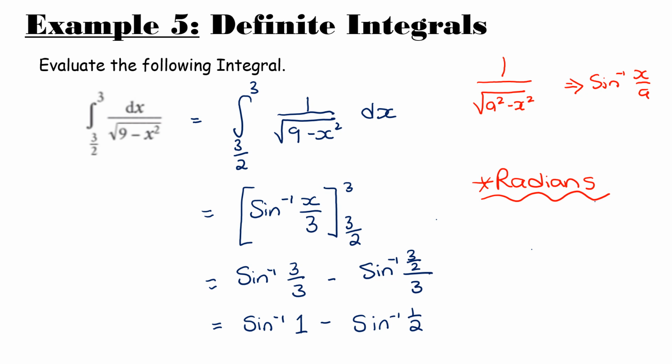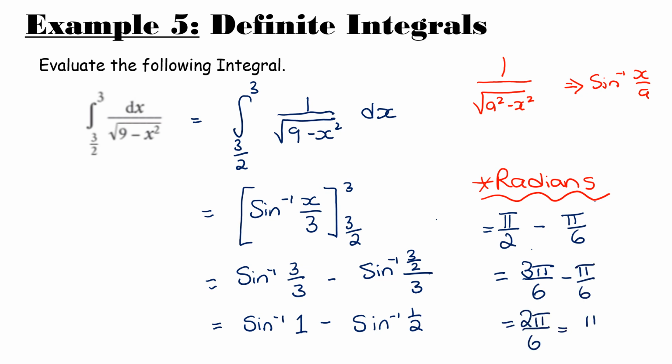And using page 13, I can see that the sine of pi over 2 is 1. So sine inverse of 1 is pi over 2, minus, and then sine of 30 degrees or pi over 6 is a half. So then that's pi over 6. You can use your calculator to subtract them relatively quickly, but you're getting 3 pi over 6 minus pi over 6, which is 2 pi over 6, which is pi over 3, which is actually 60 degrees for anyone who is interested.